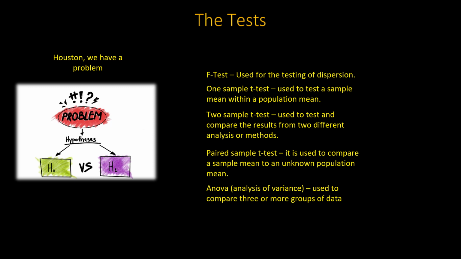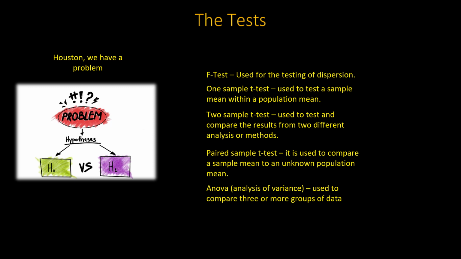The first is the F-test, and it is used for testing dispersion. As you already know, if you have been following along, standard deviation is dispersion. It basically looks at the dispersion between 2 standard deviations. It is not only used to look at 2 samples from the same population, but can also be used to compare 2 populations. More on this later in this presentation.